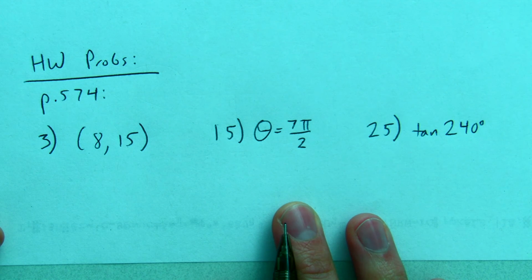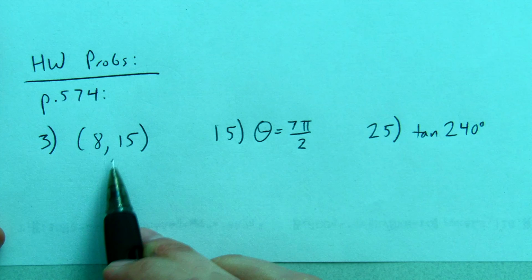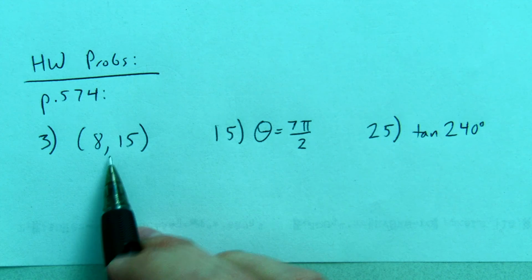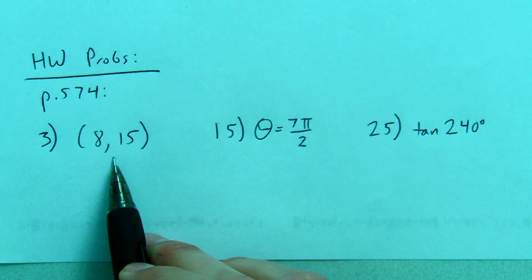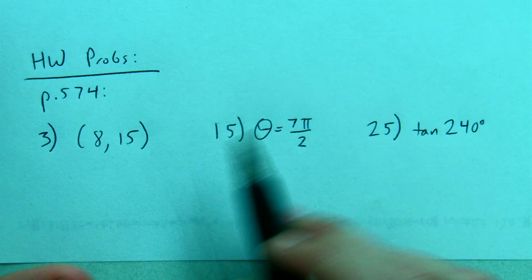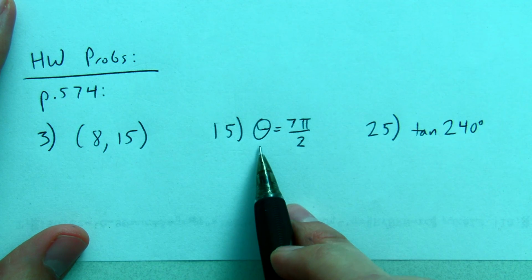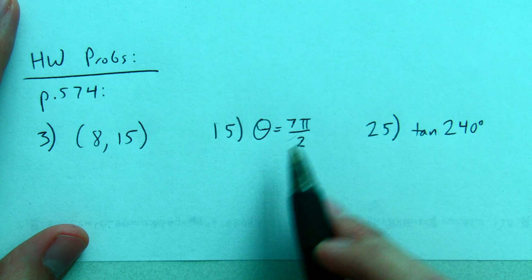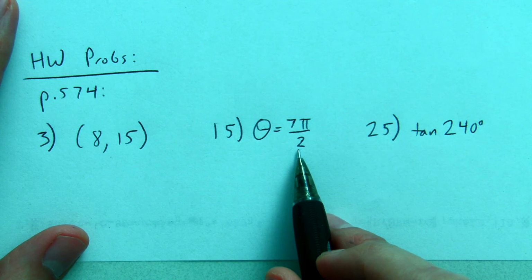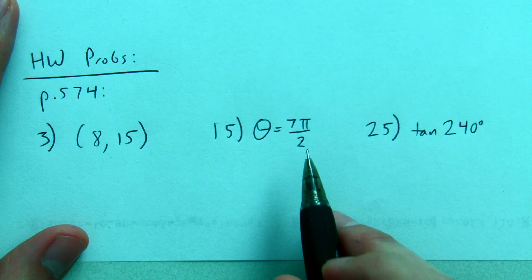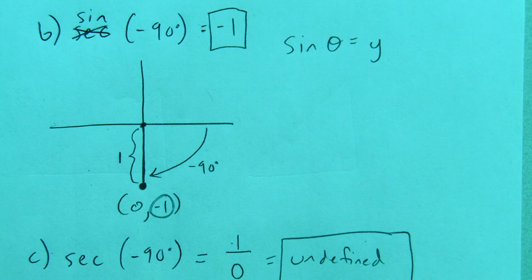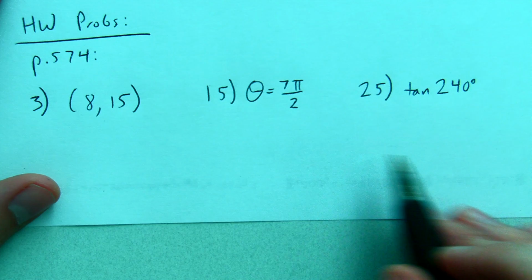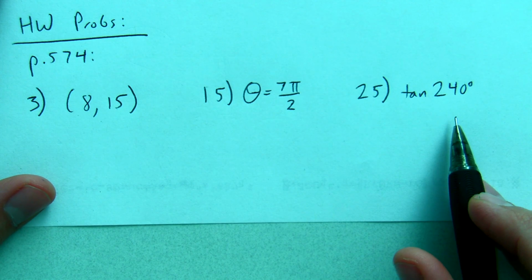All right, here are the 3 problems I want you to do at the end of your notes. These are from page 574. The first is like the first example we did. Let 8, 15 be a point on the terminal side of an angle theta in standard position. Evaluate the 6 trig functions of theta. And number 15 says, find the 6 trig functions of theta if theta equals 7 pi over 2. So find sine of 7 pi over 2, cosine, tangent, cosecant, secant, and cotangent of 7 pi over 2. It's sort of like the example that we just did up here. And then lastly, find tangent of 240. All right, I'll see you in class.